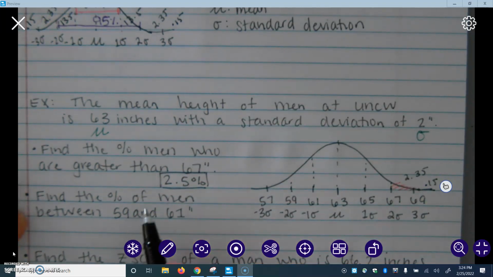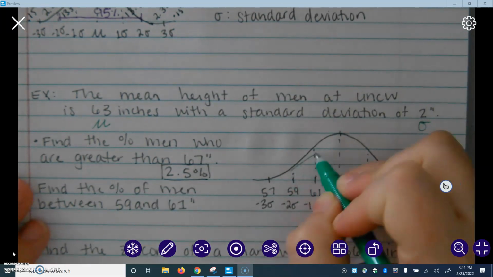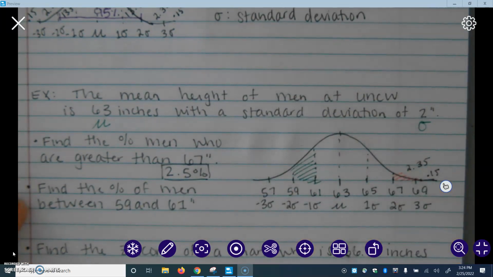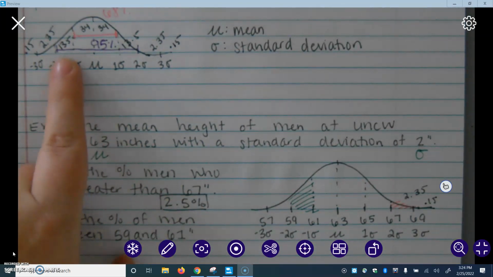All right, find the percent of men that are between 59 and 61. So again, those are 2 of my standard deviation numbers. So I've already kind of split this up, but that would be 13.5%.